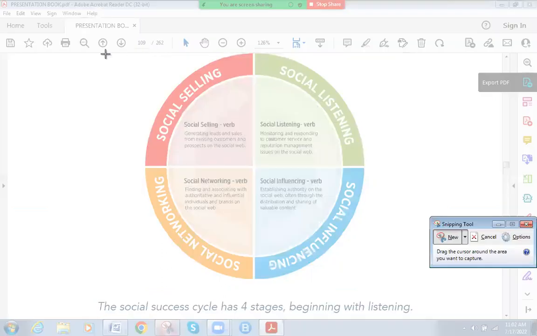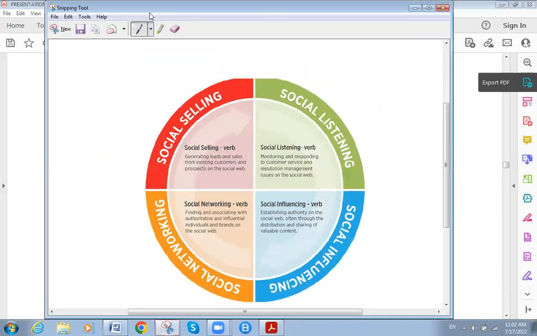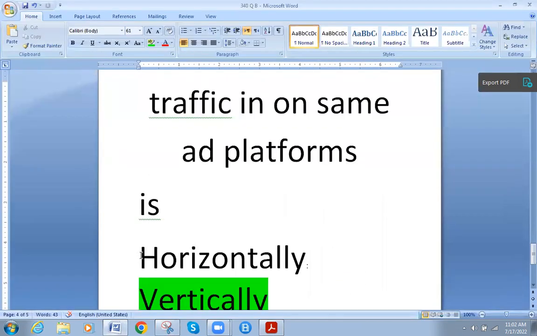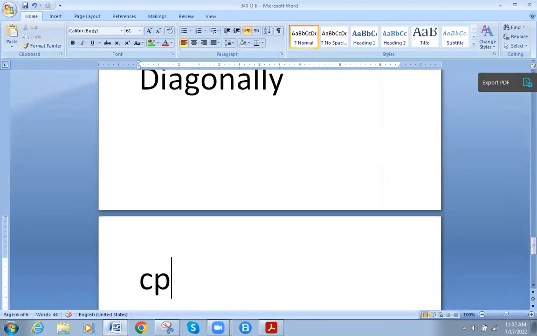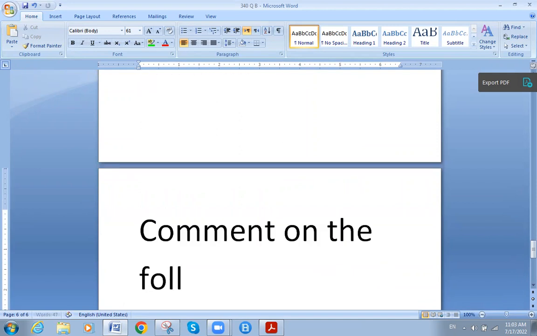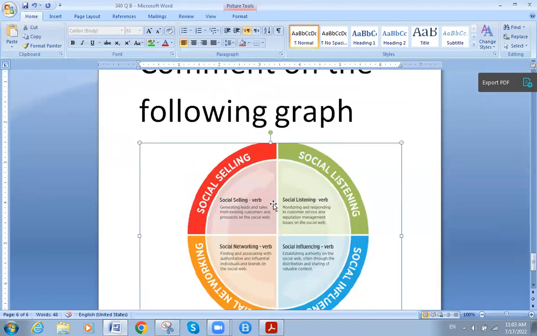And I will take this question right now, and I will say to you, comment on the following graph. Here is the graph about social media marketing.